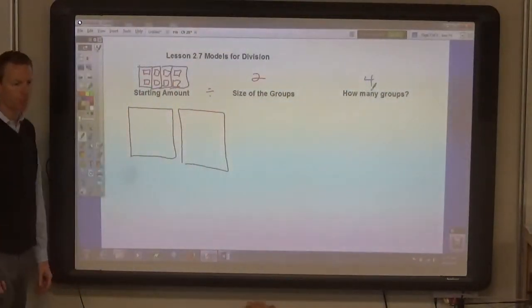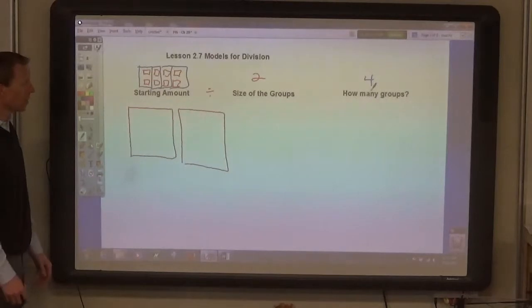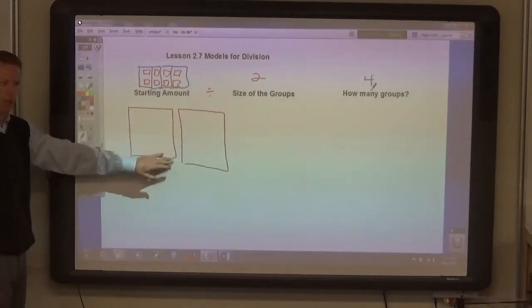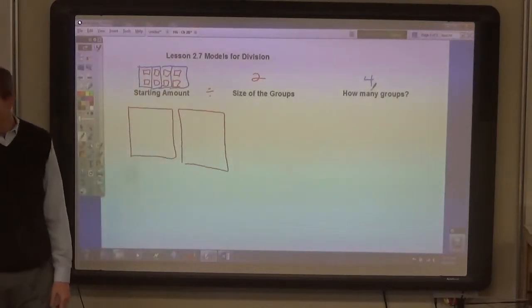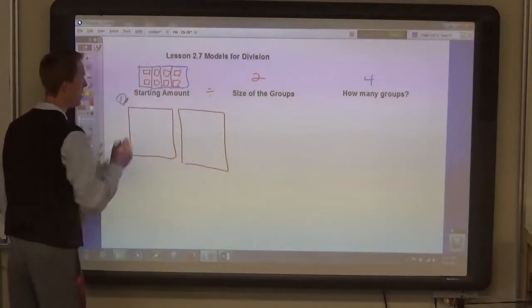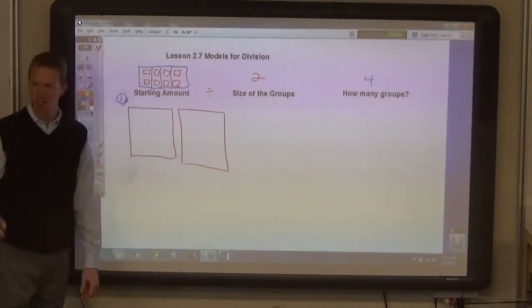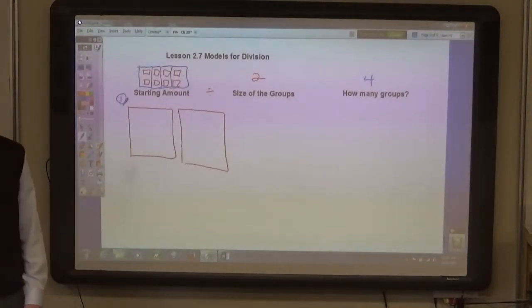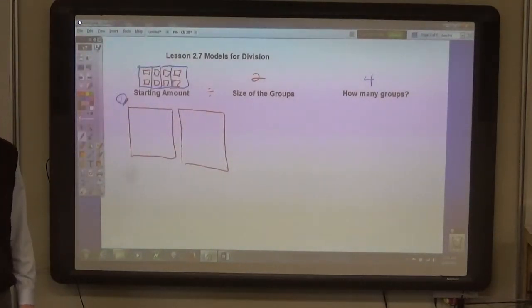Okay? Now, if you're using decimals, then the starting amount is not a whole number, but it's a decimal amount. It's a decimal number. Let's take the one in your book, number 1. Number 1 has 2 hundredths blocks, and then it gives you a number at the top. What number is given as the starting amount, Roy?